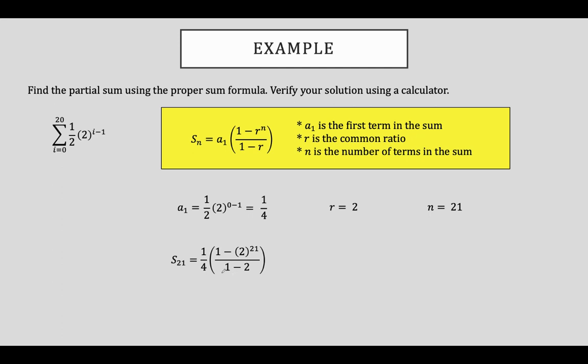Again, I think the easiest way to begin to simplify is to start with our denominator, right? Our denominator here, 1 minus 2. Well, 1 minus 2 gives us a -1. I can now take this constant multiple in front, divide it by -1, 1/4 divided by -1. That gives me -1/4 times 1 minus 2 raised to the 21st power. And now I can plug that into our calculator. We hit enter and we get our solution, 524,287.75. That is the sum of all 21 of the terms in this summation.